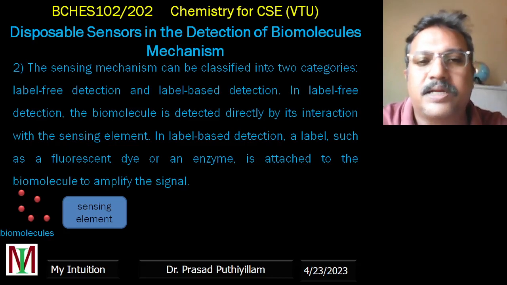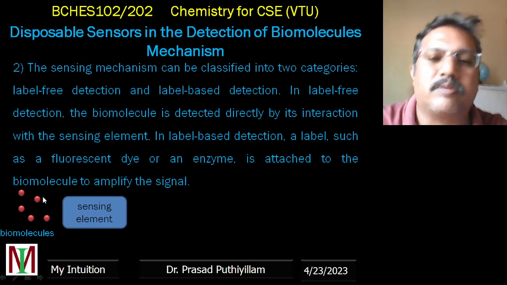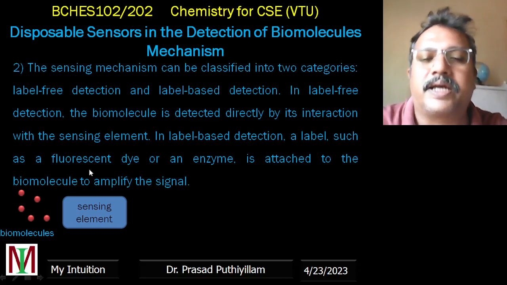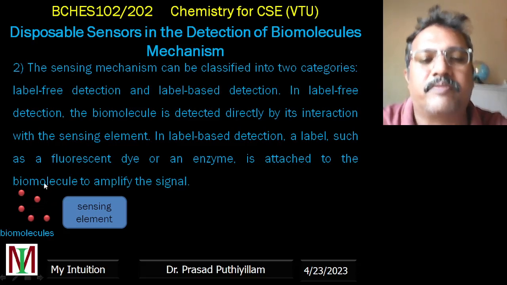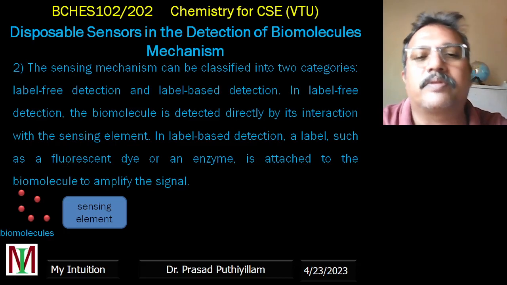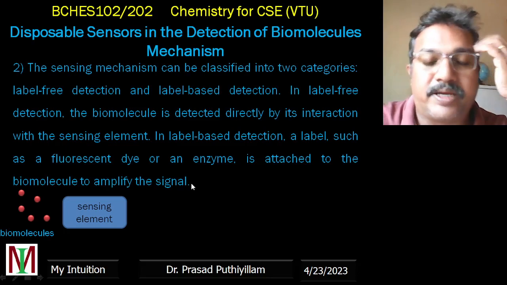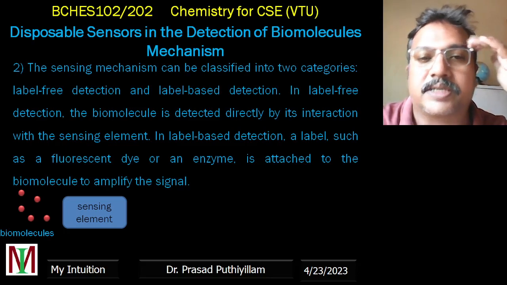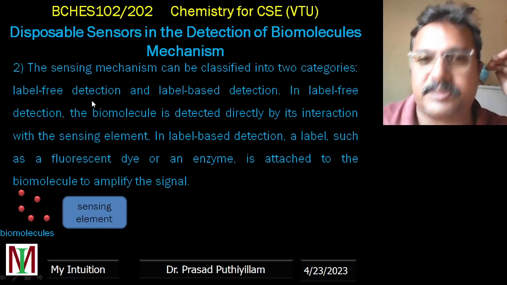In label based detection, usually we use a fluorescent dye. The fluorescent dye will be sprayed there, or kept in the atmosphere, so that the biomolecule will be attached to the fluorescent dye, and only biomolecules having affinity towards the fluorescent dye will be attached, other molecules will not be. Therefore it is very easy to detect, and amplification is also very easy in such cases. Therefore two types are there: label free detection as well as label based detection.